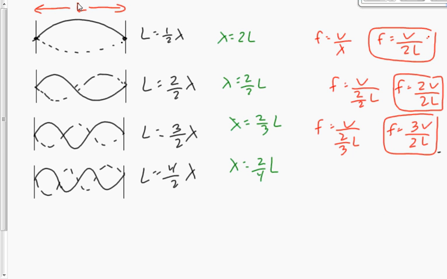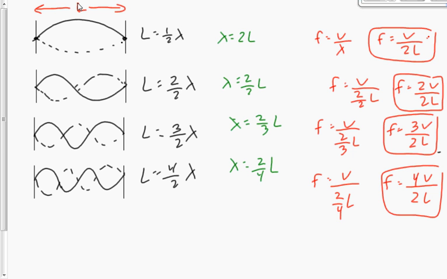And the fourth one here, F is equal to V over lambda, which is 2/4 L. V over 2/4 is the same as 4 over 2. So what do we see here? What's the pattern that we see with these frequencies? The first standing wave that's set up in the guitar string, or whatever other string that we're plucking, is V over 2L. The speed of the wave divided by 2 times the length of the string. The second one is 2V over 2L, 3V over 2L, and 4V over 2L.